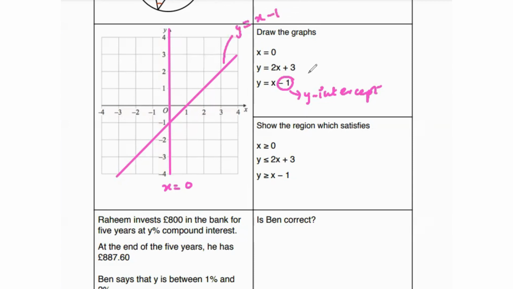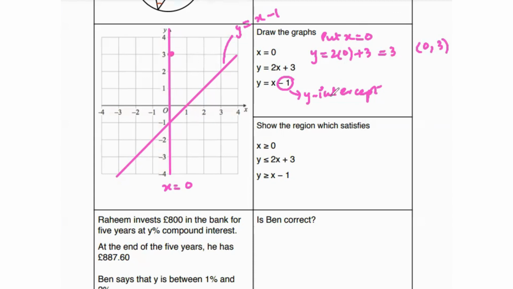For y equals 2x plus 3, I'm going to solve it differently. Instead of directly plotting the line, I'm going to find the x and y intercepts. So first we're going to put x equals 0. That will give us y equals 2 times 0 plus 3, which is 3. So that means our y-intercept is (0, 3). We plot this point over here.